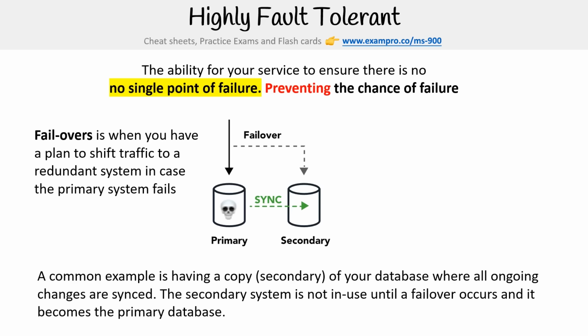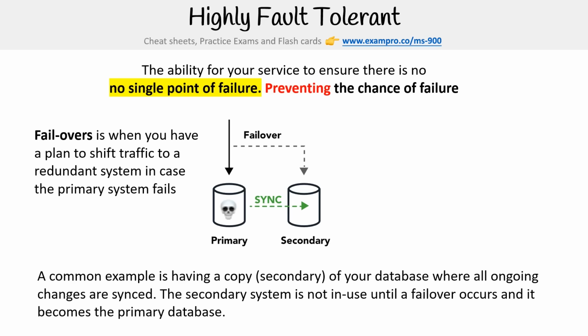And then if the primary database happens to fail for whatever reason, whether it's hardware or otherwise, it's going to detect that there's something wrong with the primary database and it's going to fail over to the secondary database, and the secondary database is going to be promoted to being the primary database. The key thing to understand is that the secondary database is on standby. It's not in actual use. It's only in use when the failover occurs.